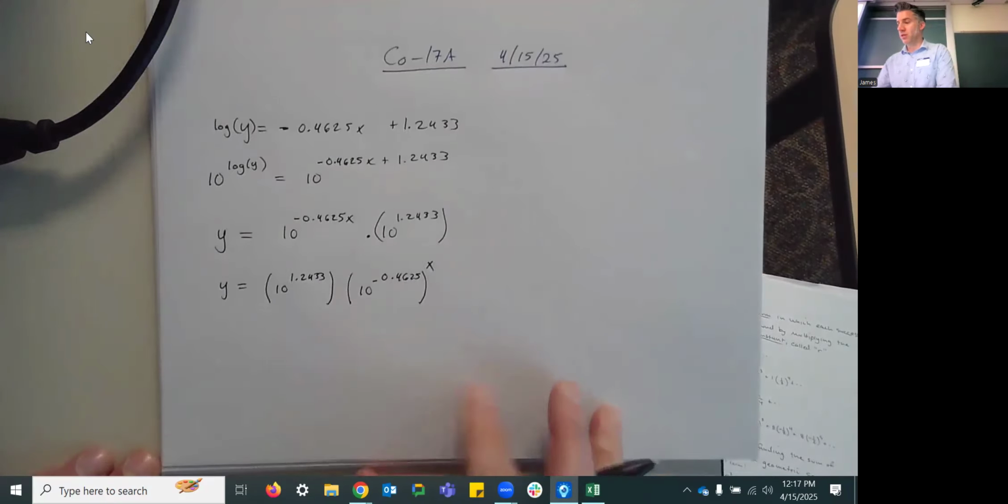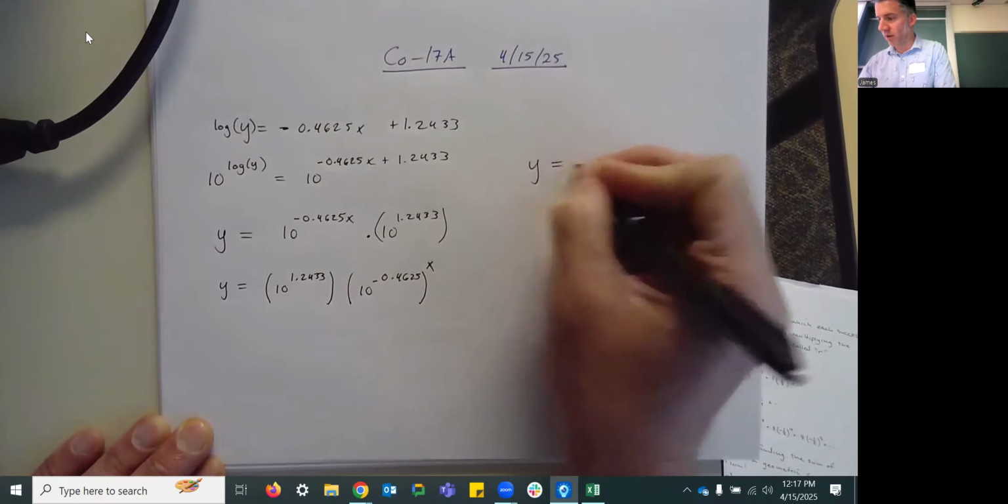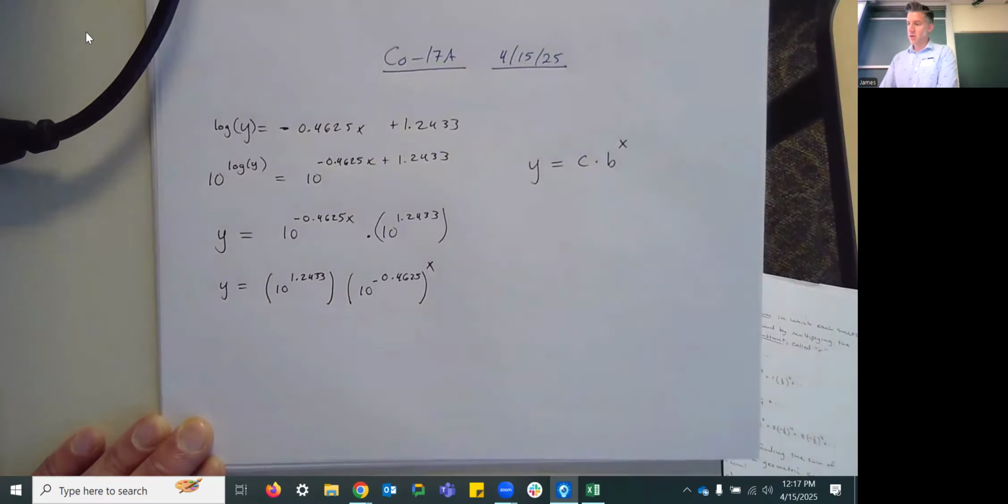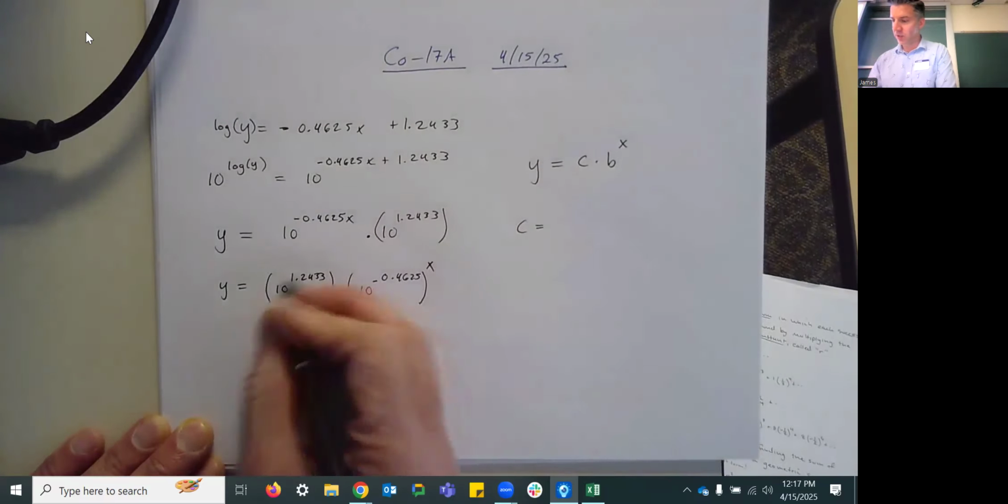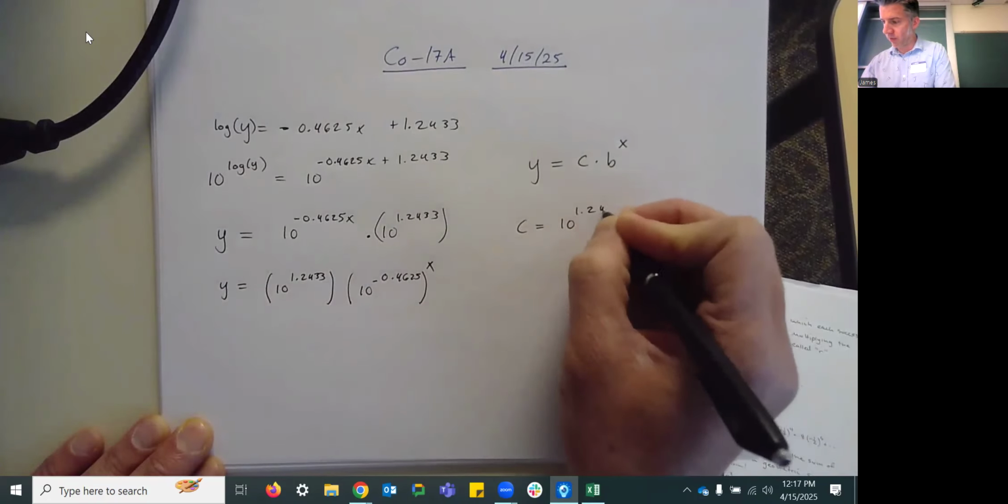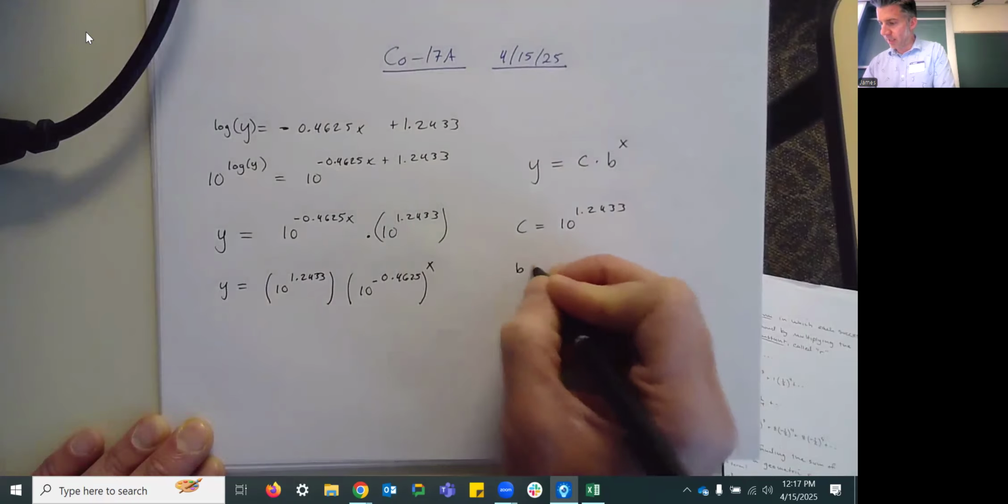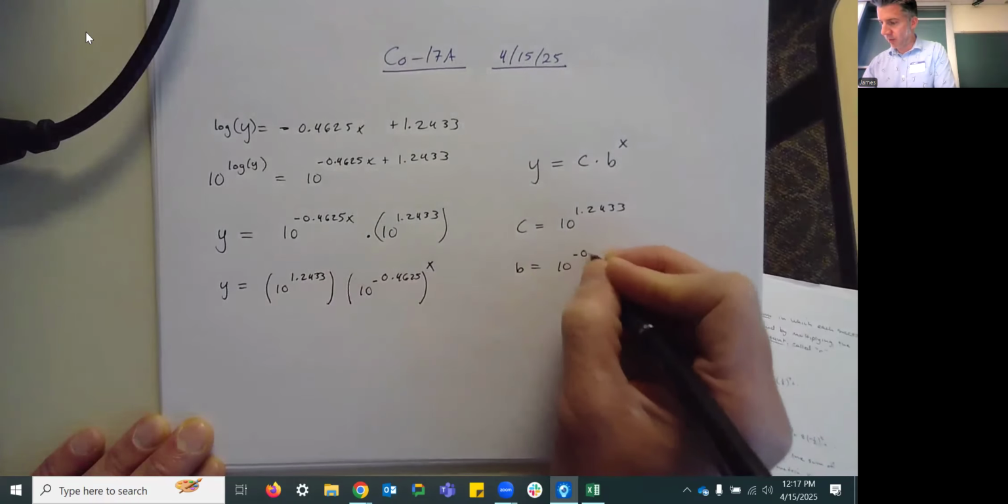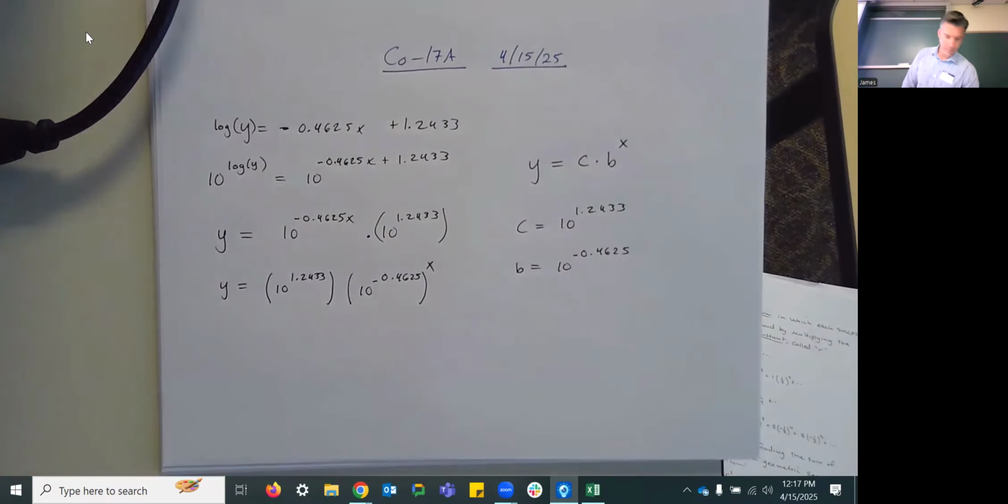So if someone asked you to write this as an exponential function where you have a constant times b to the X, we would say that our constant term was this first part here, 10 to the 1.2433, and our base is this part here, 10 to the negative 0.4625. And that's what we would type into WebWork if we had to do this with WebWork. I wouldn't encourage you to get a decimal approximation here. That is actually what I would write in because we're already approximating, right? Those numbers aren't exact. They're just as close as they can get. I would say that's generally true in WebWork, right? You usually want to try and write the exact value, not the approximation.